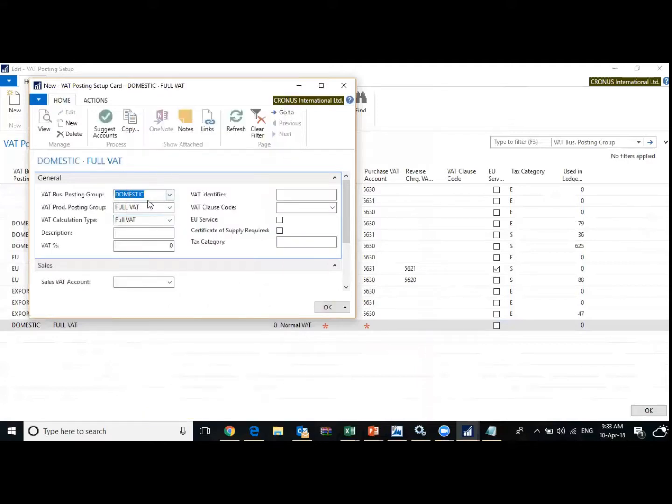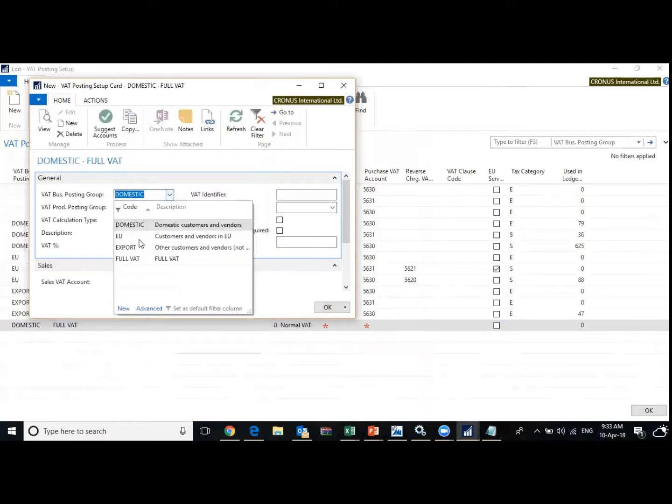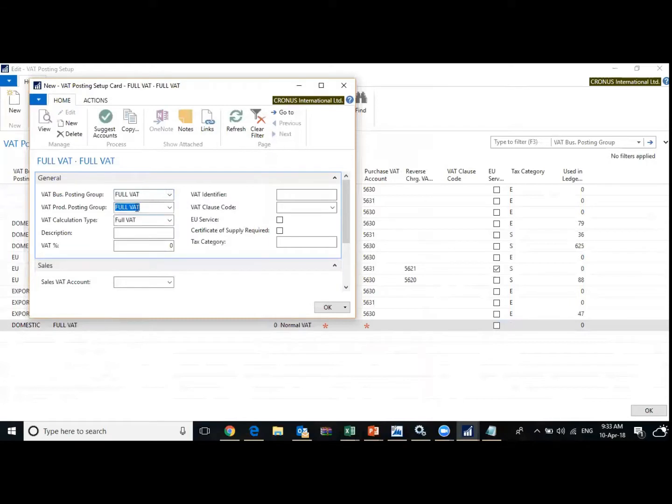Right. So here, if the clearance agent is full VAT and the product posting group is also full VAT, then this will be considered as a completely VATed situation. So all the invoice amount will be considered as a VAT.